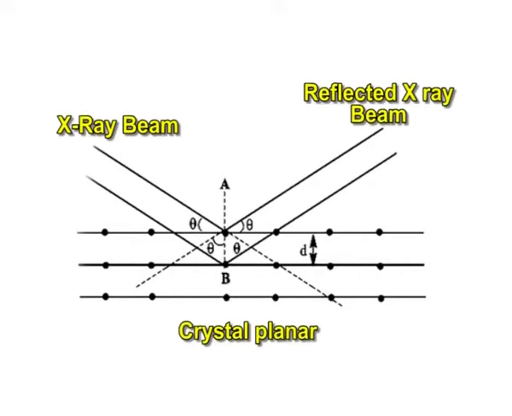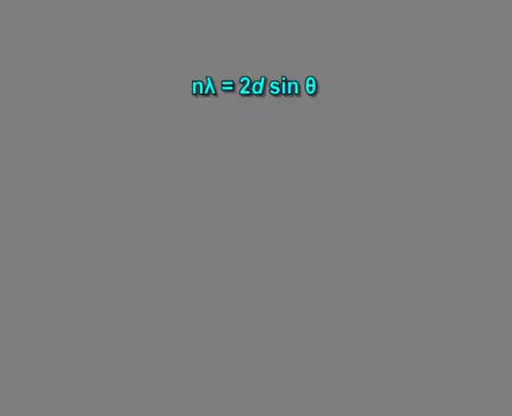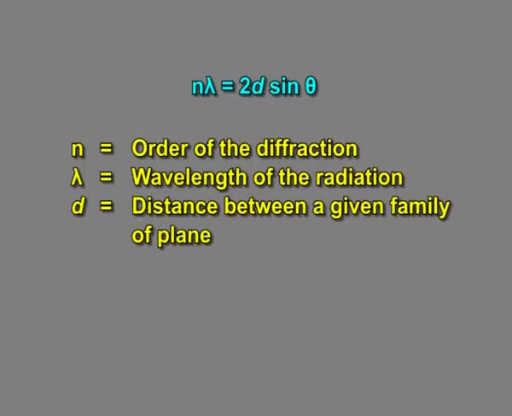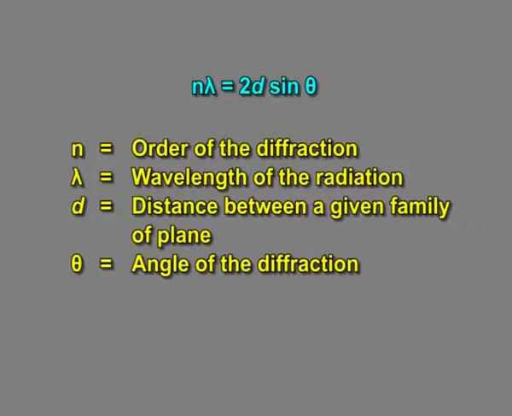As shown in figure 2, when a crystal is placed in an X-ray beam, rays will be diffracted according to Bragg's law. n lambda is equal to 2d sin theta, where n is the order of diffraction, lambda is the wavelength of the radiation, d is the distance between a given family of planes, and theta is the angle of diffraction.